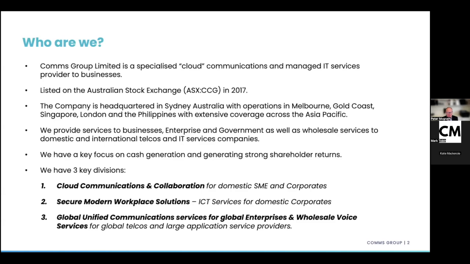Some of our key customers are typically businesses, small businesses, medium businesses, but also enterprise, government, particularly local government. We also sell wholesale services to domestic and international telcos and IT service providers. So one thing you'll see when I present in a few minutes is we have quite a lot of key technology and an advanced voice network that's within Australia and internationally.